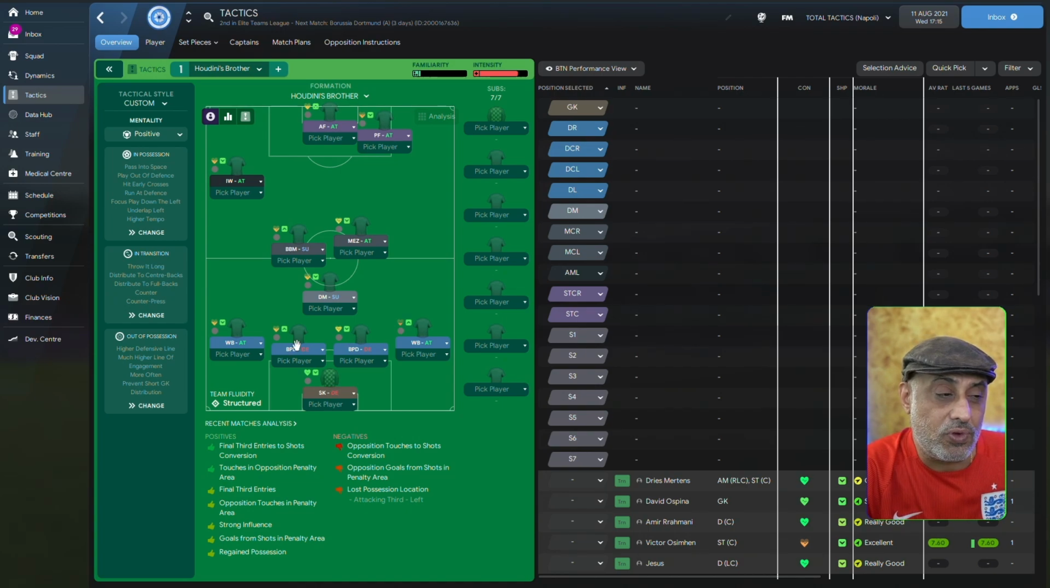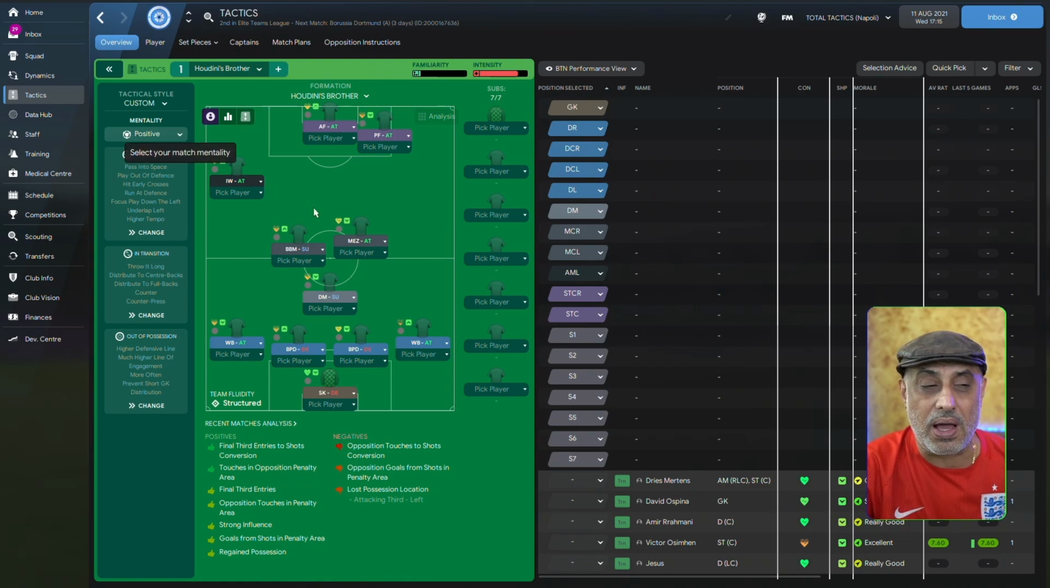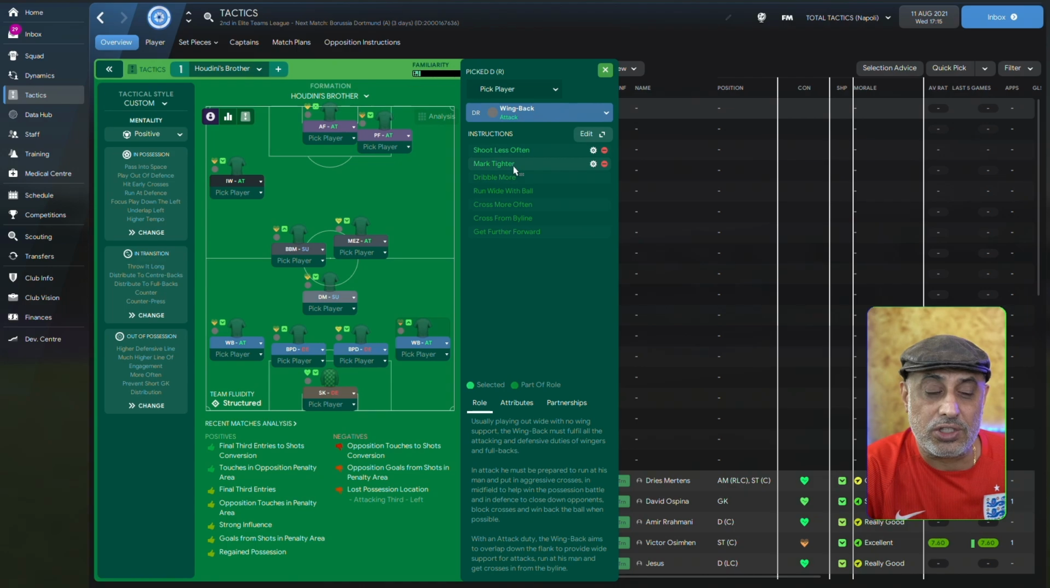Now, at the back, we've told both the ball-playing defenders to dribble less because as I move the mentality up, I don't want them to dribble too much. Now, the wingback on the right has been told to shoot less often, mark tighter.